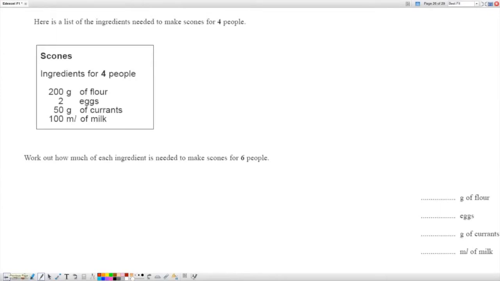Here is a list of ingredients to make scones for 4 people. We're asked for each ingredient to make it for 6 people. So there are a number of ways you might want to do this. I would suggest you first find it for 2, half everything. So we have 100, 1, 25 and 50. Then it's easy to find for 6 because we just add these together.